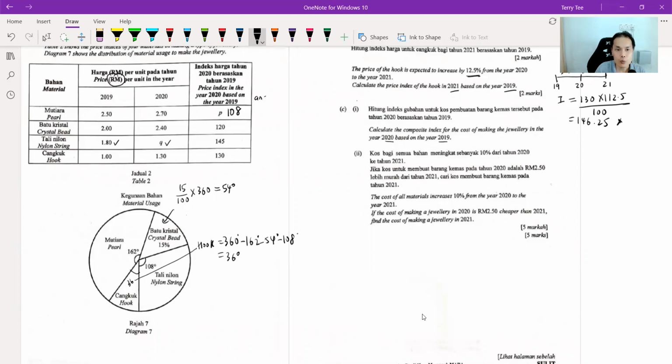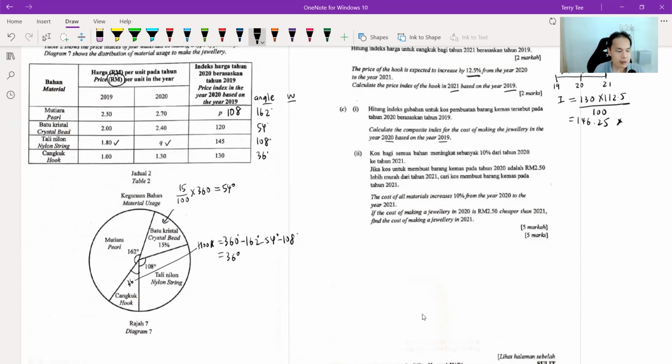I just have to find the weightage. Okay, so for the angles, maybe I list them out here. Pearl is 162. Crystal bead is 54 degrees. Nylon string is 108. Hook is 36. So all these are in angles, but we need to find the weightage. Weightage, usually we have to simplify to the lowest term. It's easier for us to calculate.